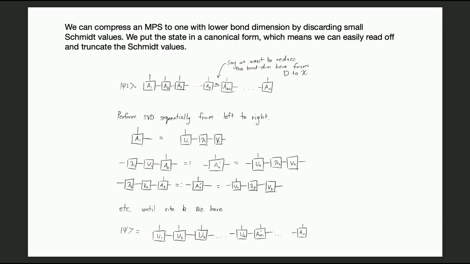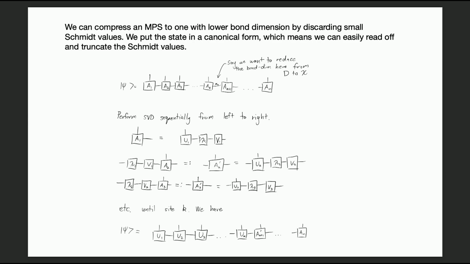Okay, so say we have an MPS, just some arbitrary MPS like this, and say it has bond dimension D. What we can do is put it in a certain form by repeatedly applying singular value decompositions to the tensors. Basically, you start from the left-hand side, this A1. You do the singular value decomposition, and you get this unitary, diagonal, unitary decomposition.